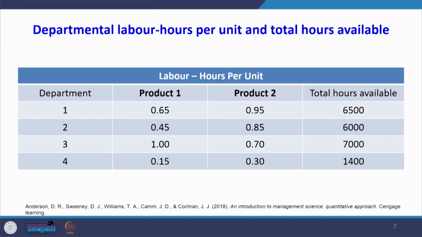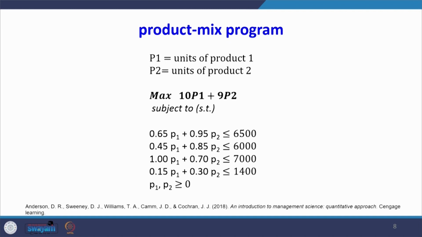So, we are going to manufacture two products, product 1 and product 2. We are going to use four departments. There is a restriction on the total number of hours available for each department. This is going to be a constraint. If you formulate that problem, we take decision variables P1 and P2. P1 represents units of product 1 and P2 units of product 2. So, we maximize 10 P1 plus 9 P2 subject to these 4 constraints: 0.65 P1 plus 0.95 P2 less than or equal to 6500. I formulated these constraints from the table given in the previous slide.